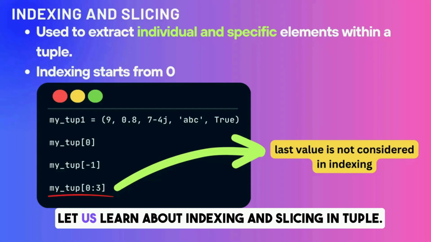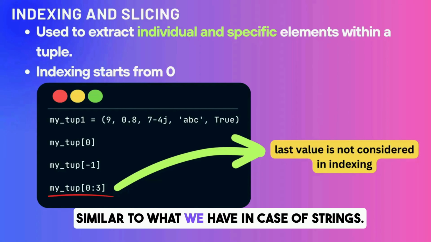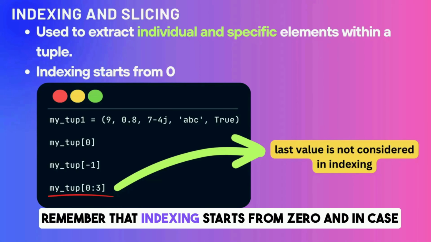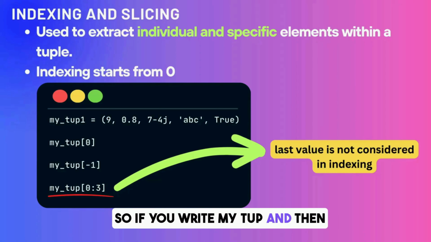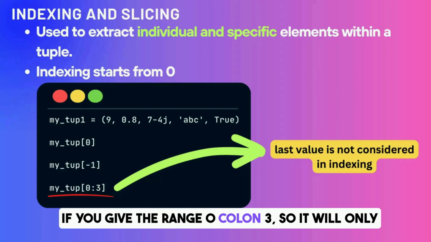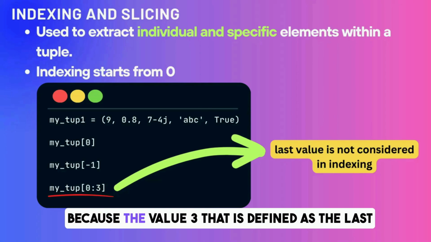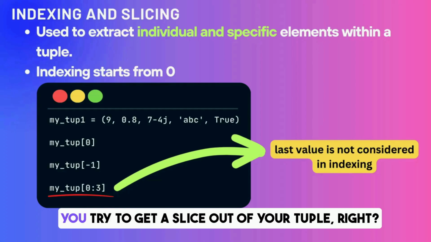Now moving on, let us learn about indexing and slicing in tuples. Indexing and slicing in tuples is very much similar to what we have in the case of strings, and it is used to extract individual and specific elements defined within a tuple. Remember that indexing starts from 0, and in the case of slicing, the last value is not considered. So if you write my_tuple and give the range 0 colon 3, it will only provide the elements up to index value 2, because the value 3 defined as the last value is not considered whenever you get a slice out of your tuple.